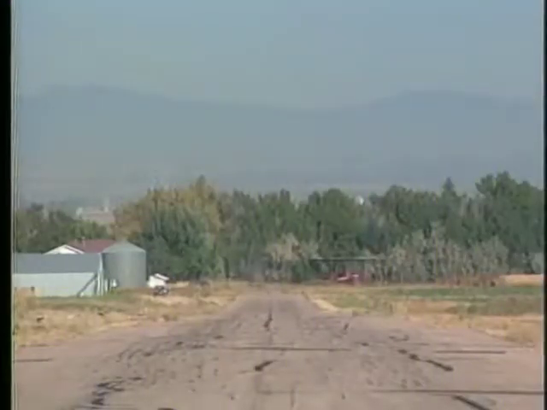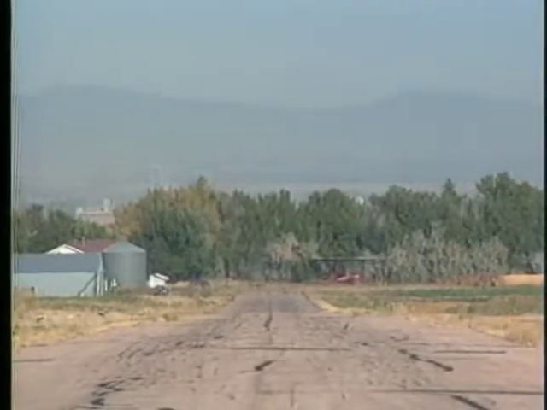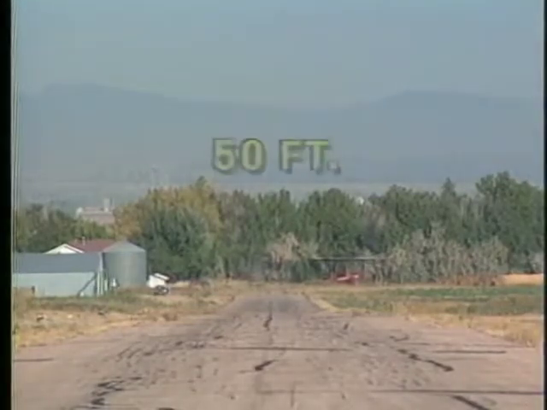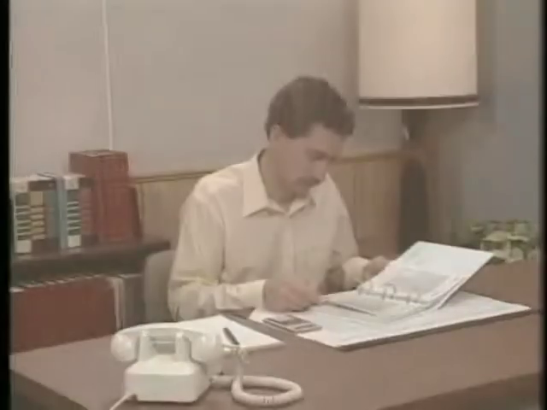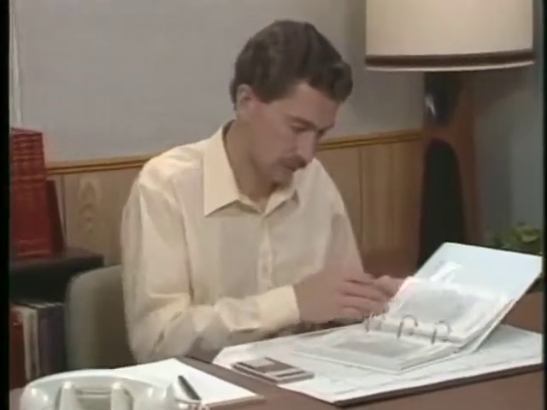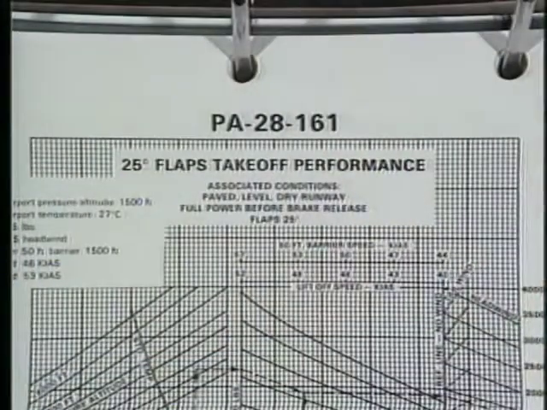The first maneuver we'll discuss is the short field takeoff and climb. For training purposes, if an actual obstacle doesn't exist, you should assume there is a 50-foot obstacle at the end of the runway. Make sure your airplane has the performance to take off under the existing conditions by checking the takeoff performance charts in the airplane's POH.